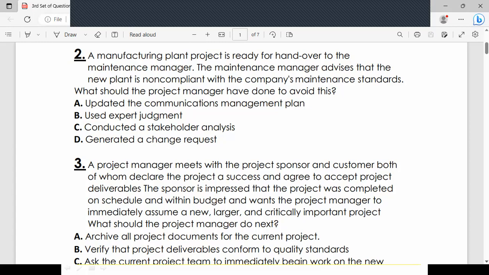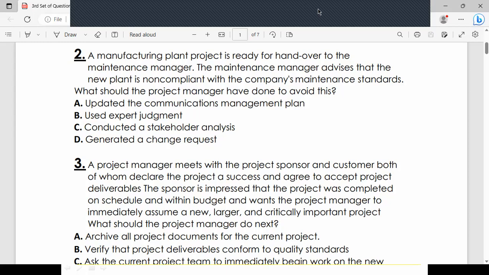Generate a change request. No, what you should have done. He knows right now, the maintenance manager, face to face, is saying that the new plant is non-compliant with the company maintenance standards. We should use expert judgment. Expert judgment. What happened to the conducted stakeholder analysis? What about the conducted stakeholder analysis?